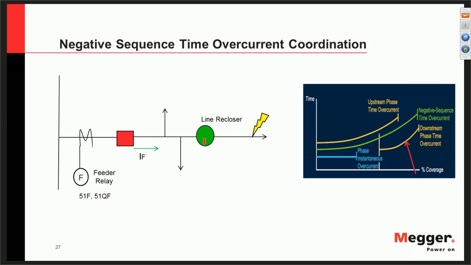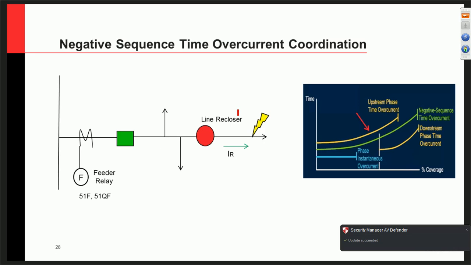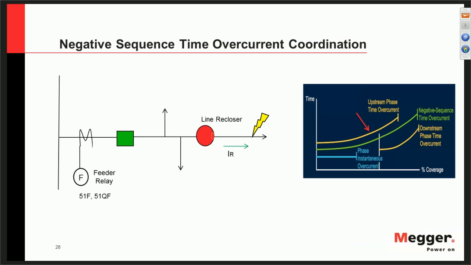But what if my line recloser fails to open? In that case, I should have a backup to clear the fault. So this is an example of a backup. Usually the traditional way of having backup protection is you just have a phase time overcurrent element of this feeder relay giving operation to the breaker to trip it in case the line recloser fails to open. So this upstream phase time overcurrent will follow this curve.